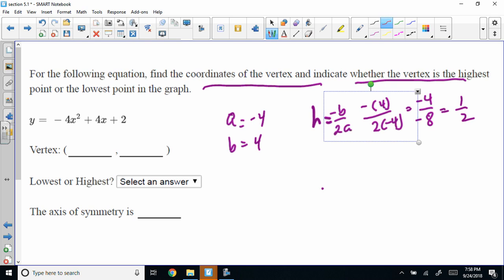Man, they gave us a fraction, didn't they? Gotta hate that. But if you'll do it by hand, I promise you it won't be quite as bad.